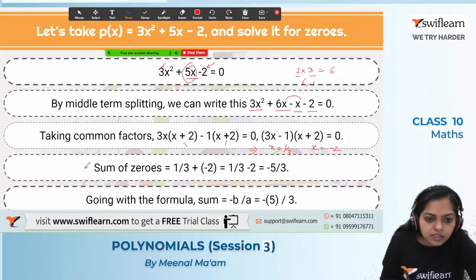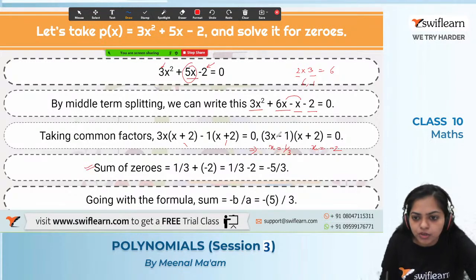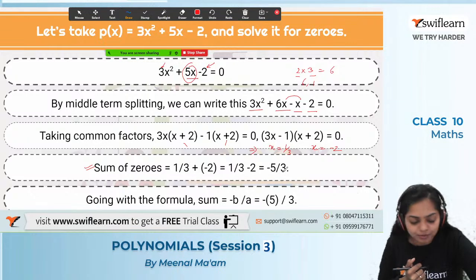Now let's find the sum of zeros. Sum of zeros will be equal to 1 by 3 plus minus 2. So that will be equal to what? 1 by 3 minus 2. And if I actually add them, what will I get? 5 by 3. Got it, everyone?